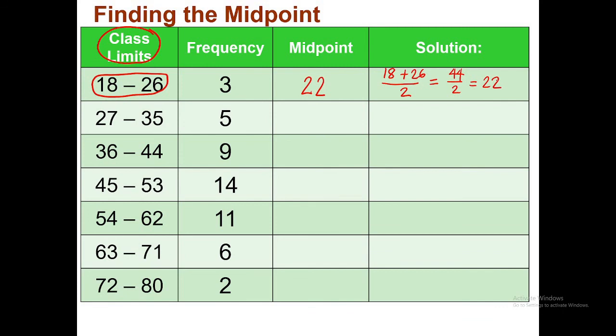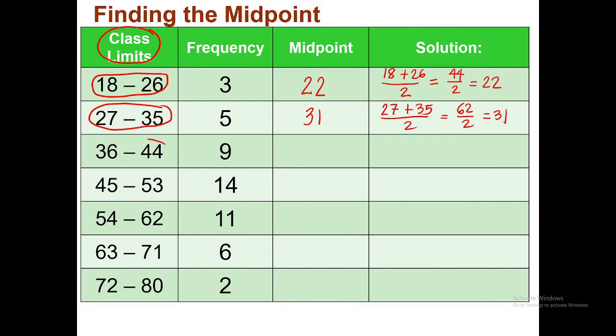Simple as that. So meaning, sir, I'm going to be computing the midpoint between 27 and 35. What will you do? 27 plus 35. 62 divided by 2 is how much? 31. So this is 31.